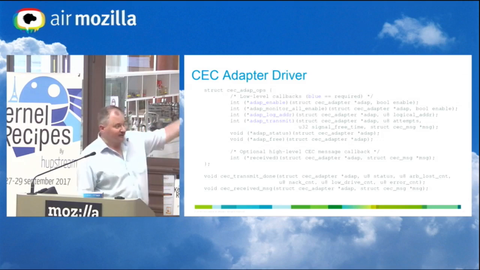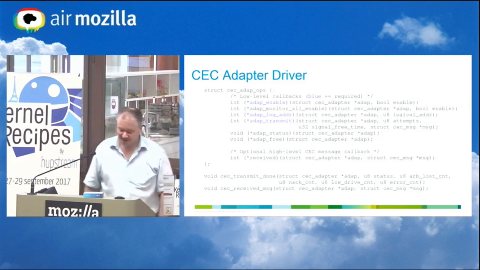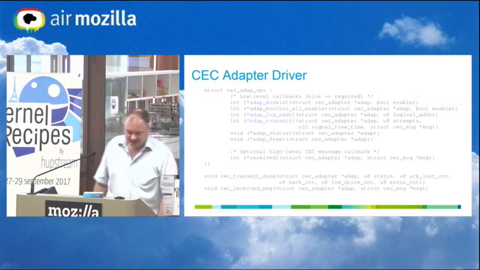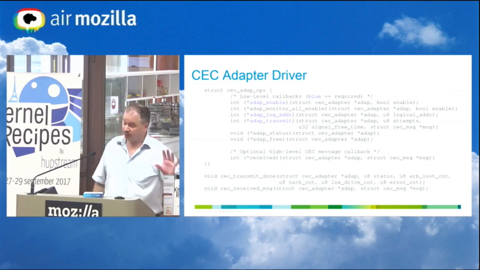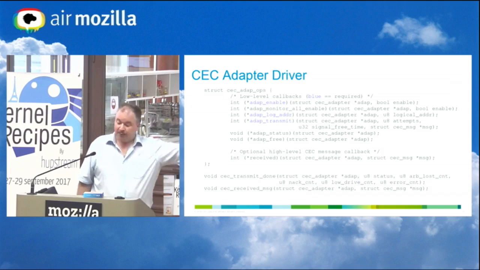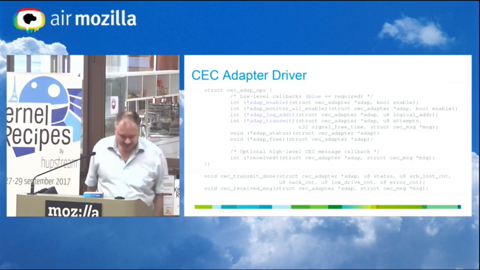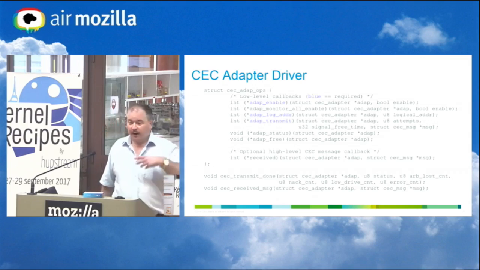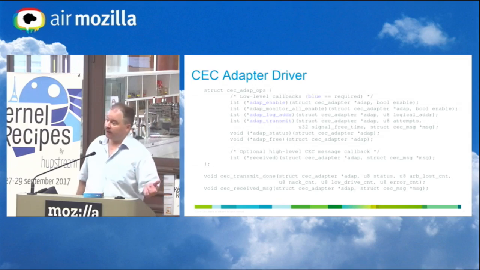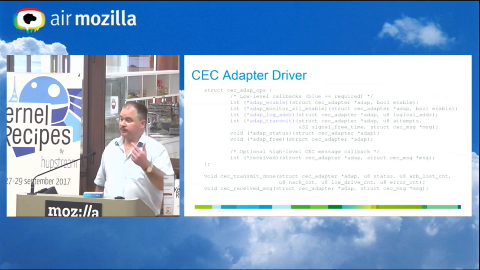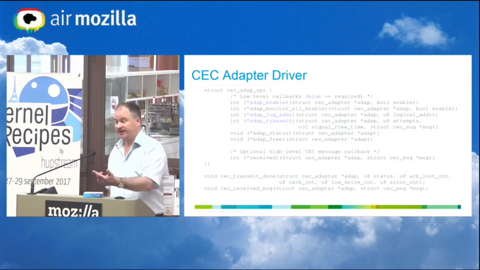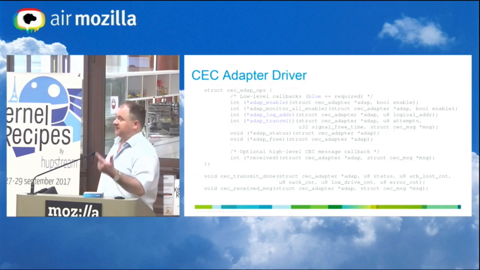So if you write a driver, this is what you have to implement. Just a little bunch of low-level operations. The ones in blue are required, the others are optional. Adapter enable: enable, disable the hardware. Simple. Logical address: when the framework figures out what your logical address is going to be, it will give it to you. Usually the hardware has to be programmed, so it knows what it should listen to. So if it's a playback device, you get logical address 4. Then it should accept messages sent to logical address 4.